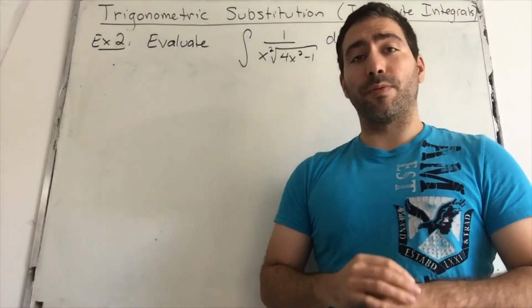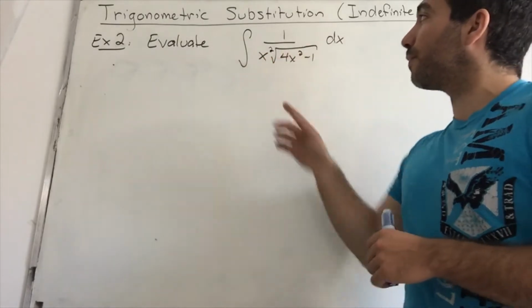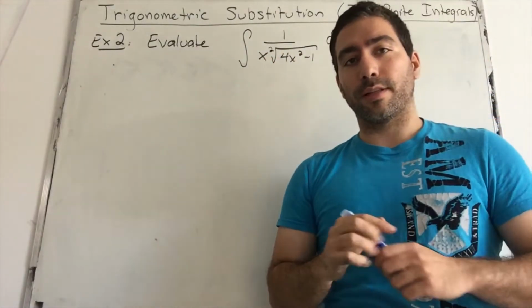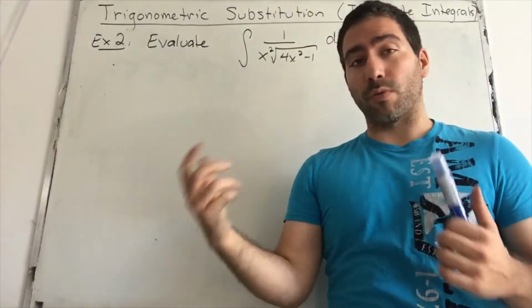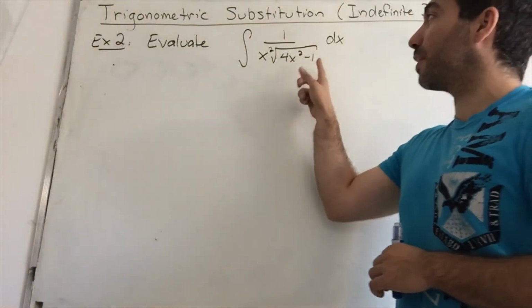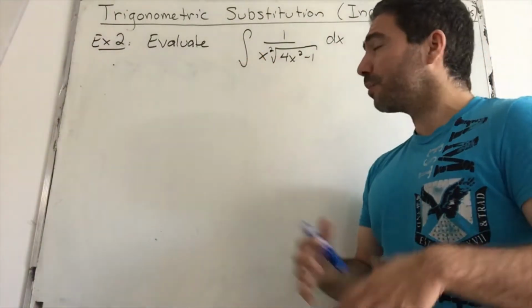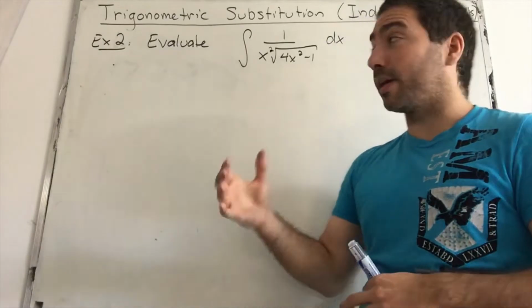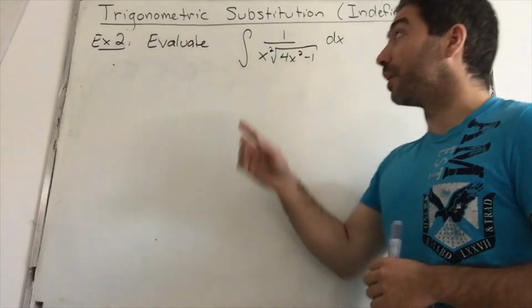In the following example, we have to evaluate the integral of 1 over x squared times the square root of 4x squared minus 1, all that dx. The first thing to notice is that a u substitution would not work here. If you let u equal 4x squared minus 1, it won't cancel out with the x squared on the outside. So u substitution doesn't work, but it should be your first instinct before you try a trig substitution. But in this case, we have no choice. A trig substitution is the way to go.